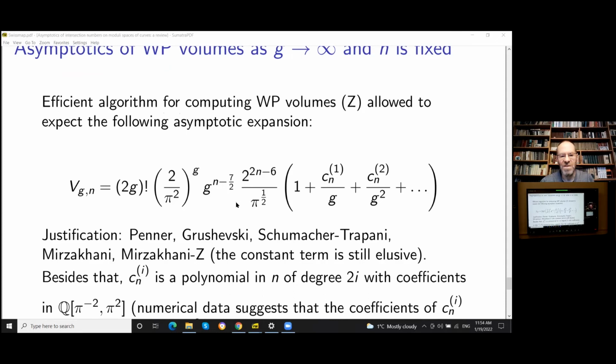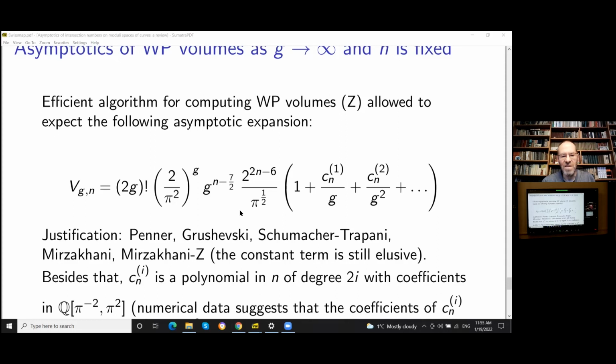So a few words about justification of this formula. Before my conjecture, it was known that the first term is (2g)!. Actually, an estimate of it was obtained by Bob Penner, and later Sam Grushevsky refined his argument and proved that for n equals 0, it's precisely (2g)!. Then Schumacher and Trapani extended Grushevsky's proof to the case of arbitrary n. So this term was known.